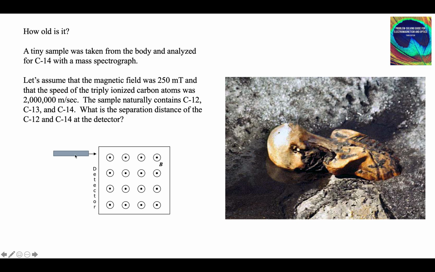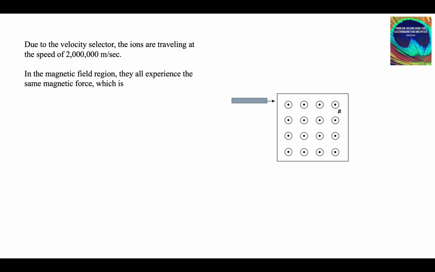The carbon atoms are going to come in all at the same speed because of the velocity selector. The carbon-14 is going to take a big arc because it's heavier. Carbon-12 is going to take a smaller arc. And if you measure how much carbon-14 there is relative to carbon-12, you can date Ötzi. So the velocity selector gets all the ions going at 2 million meters per second. In the magnetic field region, they all experience the same magnetic force, qv cross B.